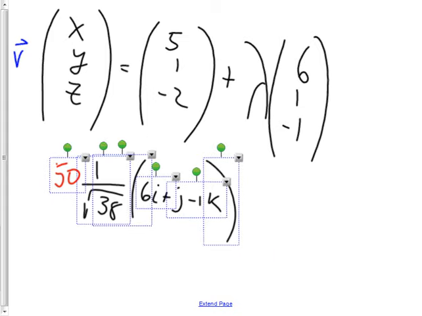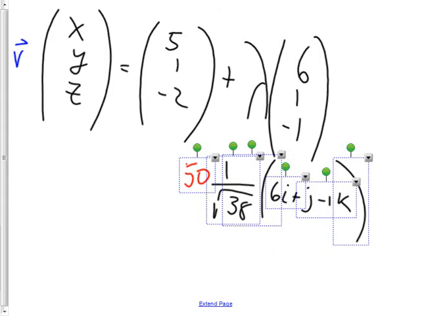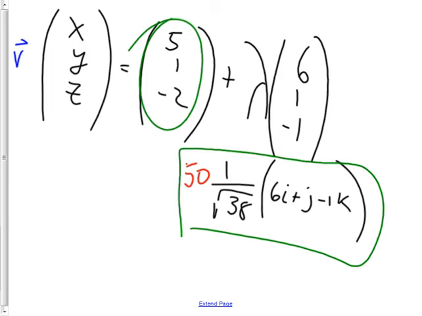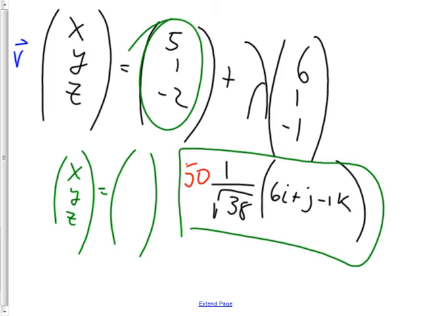Notice, did we ever take into account the 5, 1, negative 2 in this? Do you see that represented anywhere in there? Nope. That's all about the direction and the magnitude. So the starting point just needs to go in front of that. To make it an equation, I'm going to put x, y, z, and then the starting point of 1, 2, 3, plus all that, and the only thing it needs is a what?